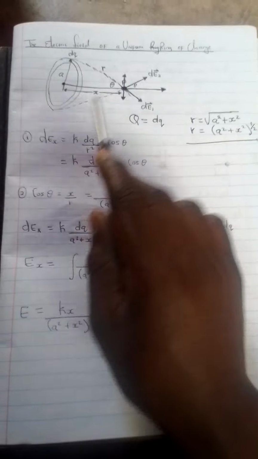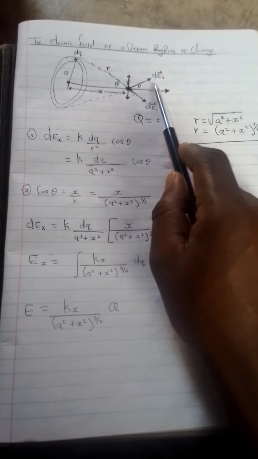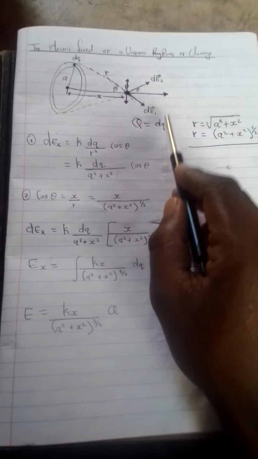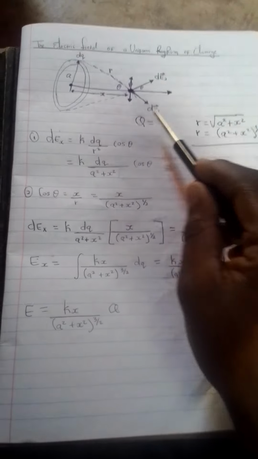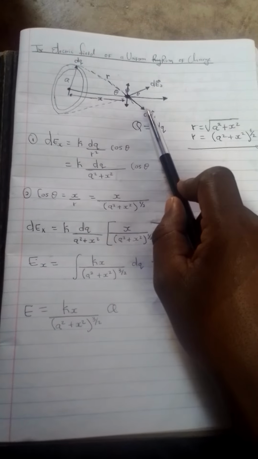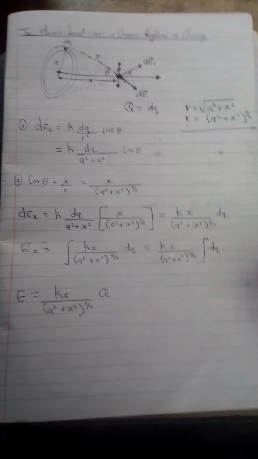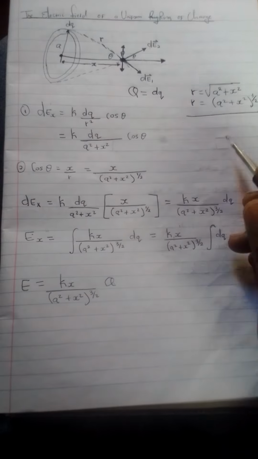Okay, let's focus on dE2. On dE2 we will have the X component and the Y component. On dE1 we'll have the X and Y component. So the Y components will cancel each other because they are equal but opposite in direction. According to Newton's third law, those forces will cancel each other.